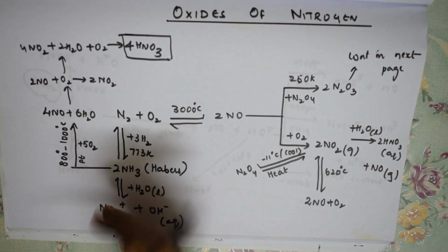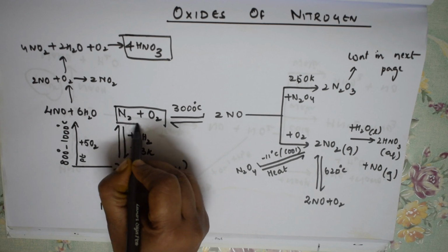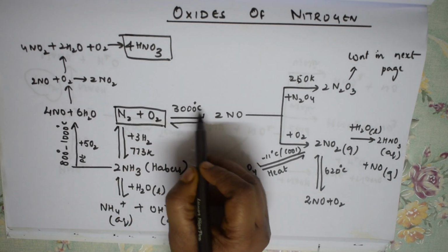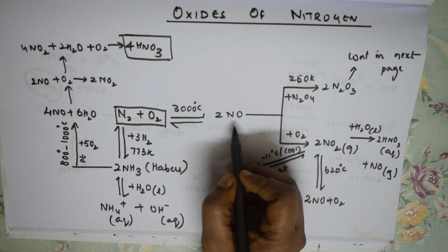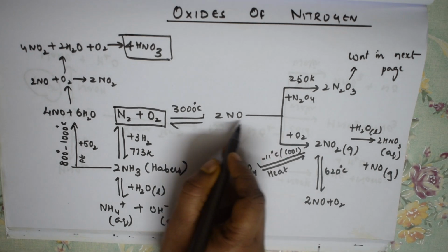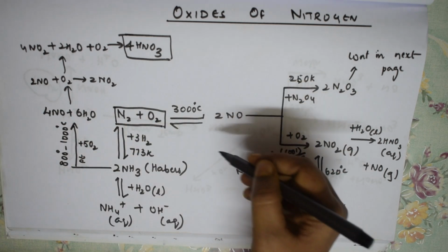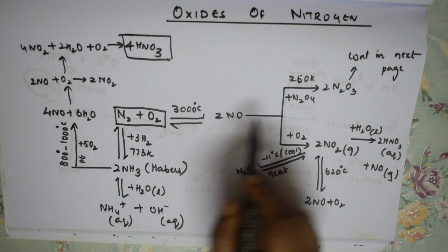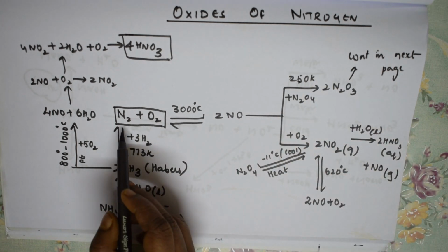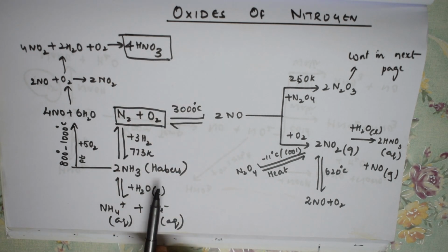Here, the basic reaction is N2 plus O2. This is a basic reaction. Now what happens when you combine both together at 3000 degrees centigrade? The forward reaction gives you nitric oxide, or nitrogen monoxide, and the backward reaction gives back N2 plus O2. Further, I have continued the reactions from nitric oxide into these. Further reactions continue from nitrogen, where both the Haber's process as well as Ostwald's process are here.